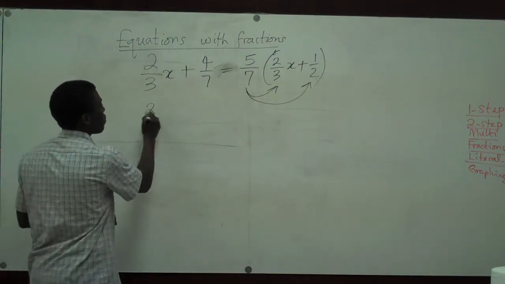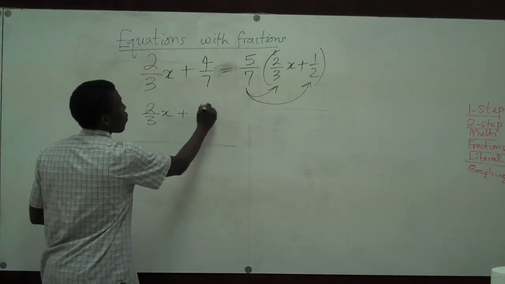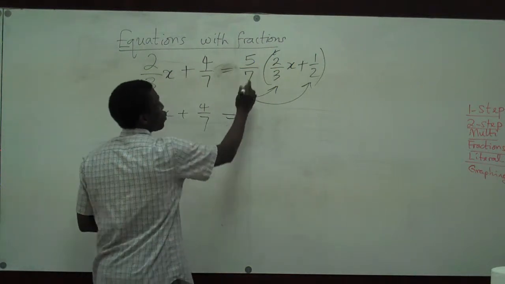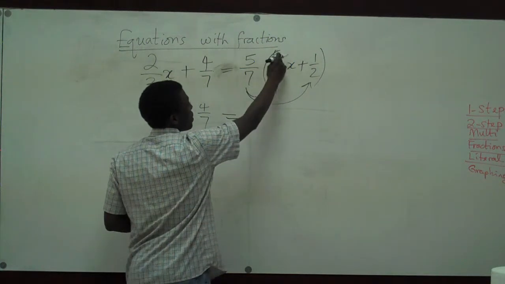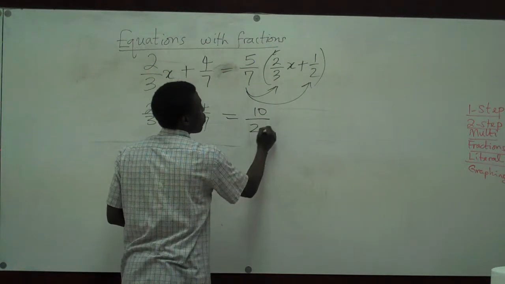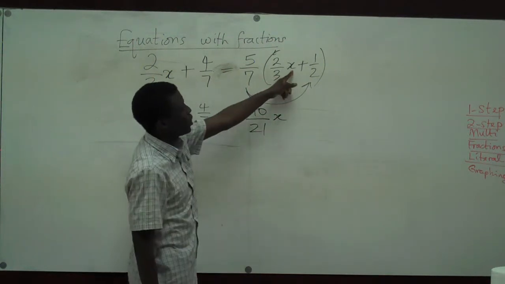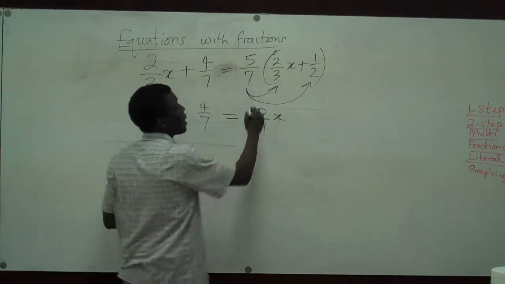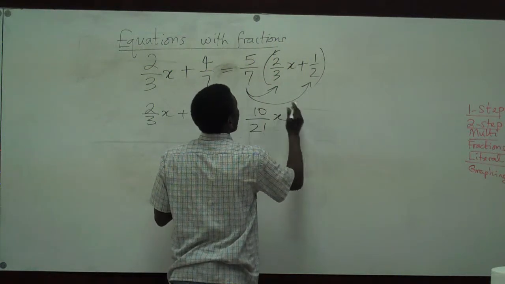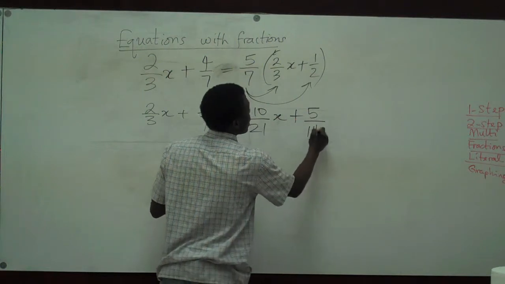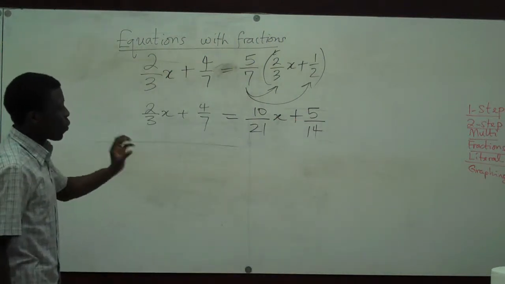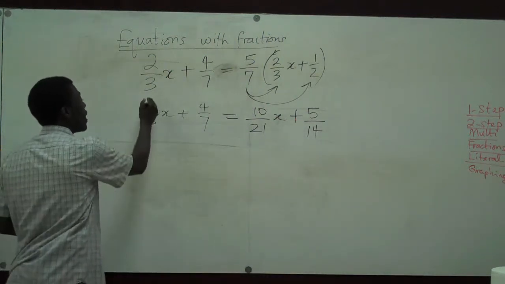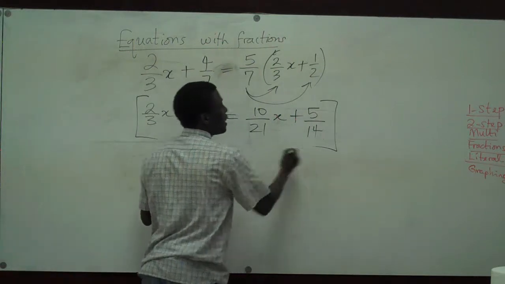Here, I still have 2 over 3x plus 4 over 7, and that's equal to, you have 5 over 7 times 2 over 3 is 10 over 21, but there's an x associated with this. So notice you don't have to have like terms in order to multiply. And then 5 over 7 times half there, we have 5 over 14. Okay? So, one of the things you can do is to change this whole thing to a linear equation.